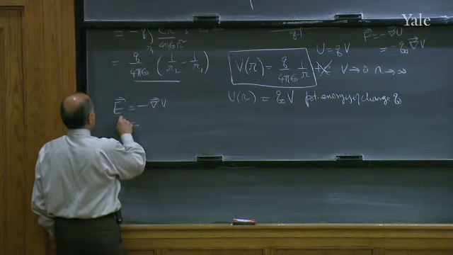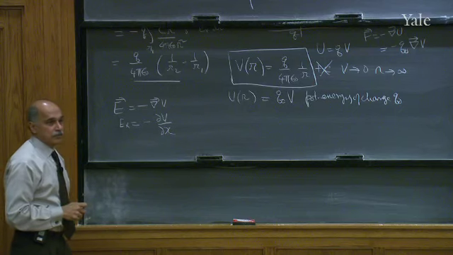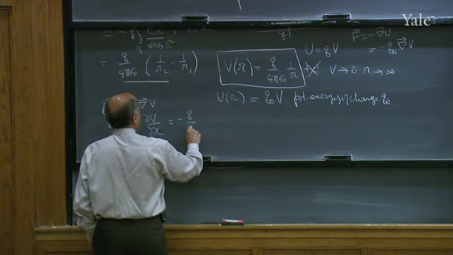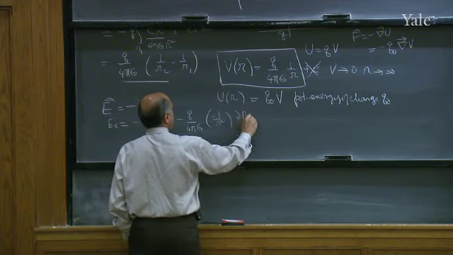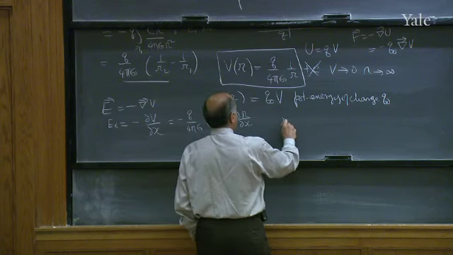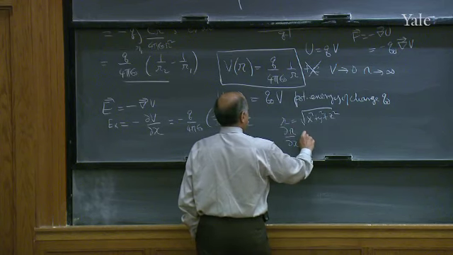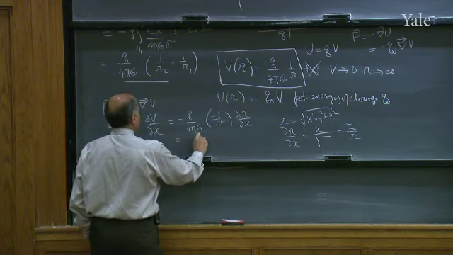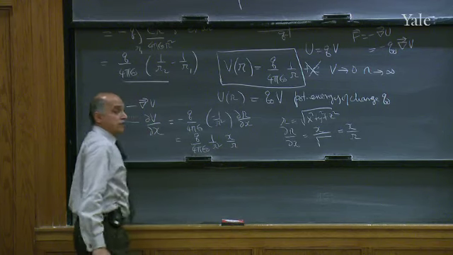So Ex, let me just do Ex. It's minus dV dx, right? Minus dV dx is minus Q over 4 pi epsilon 0. Derivative of 1 over R is minus 1 over R squared times dr dx. What is dr dx? R is the root of x squared plus y squared plus z squared. Dr dx is just x divided by r. So this becomes Q over 4 pi epsilon 0, 1 over r squared, x divided by r.